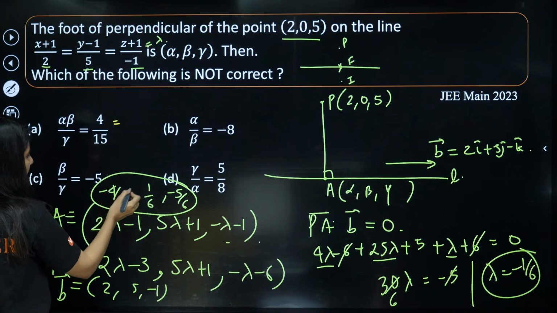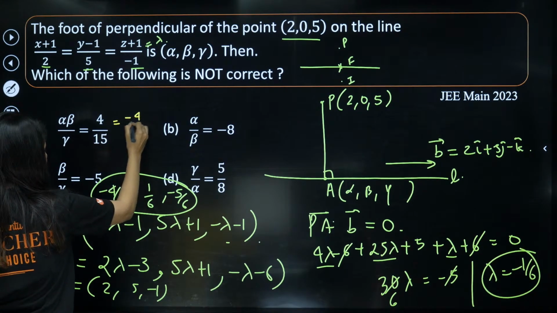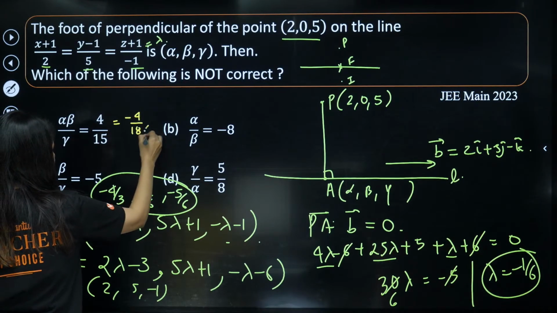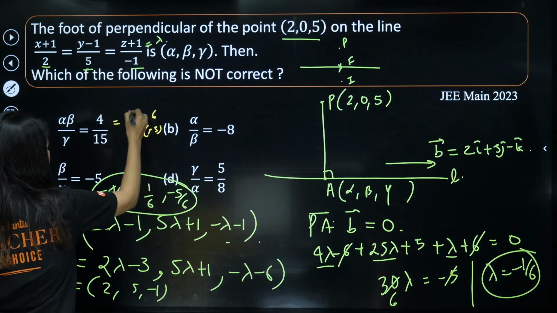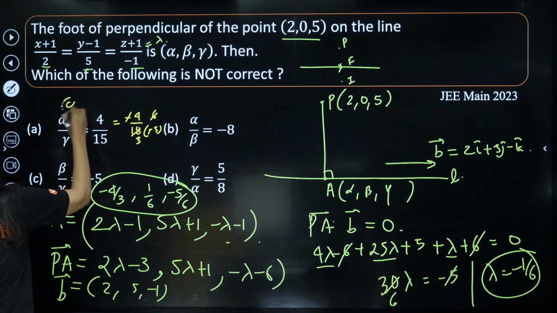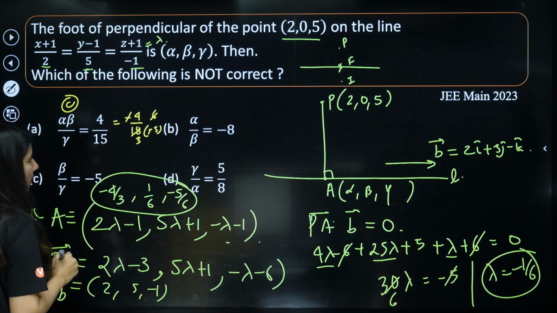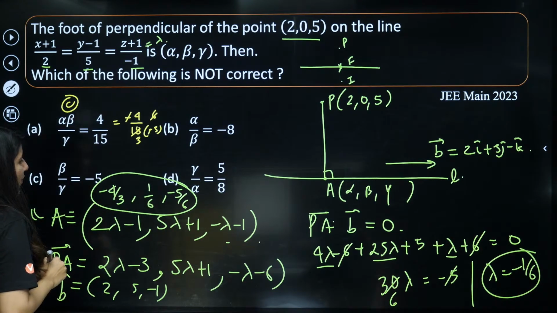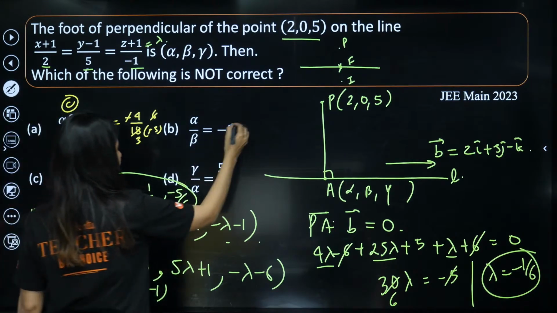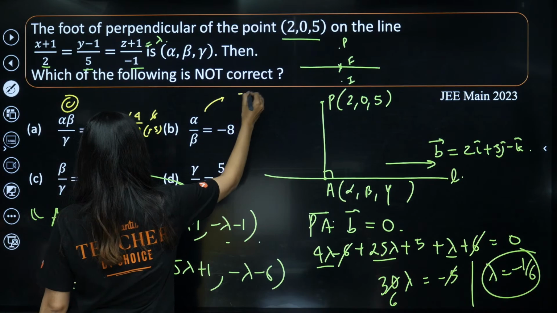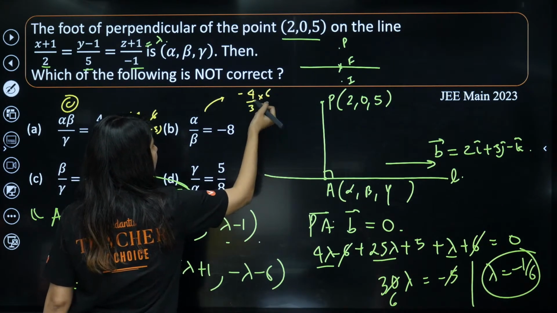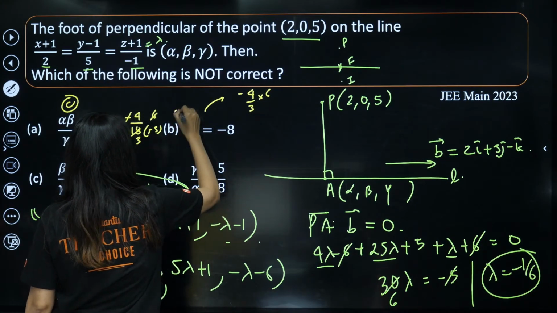So basically minus 4 by 3 times 6 is 18, and gamma is 5 by 6. Minus minus cancel, 6 3s are 18. So that would be 4 by 15. So this is correct. Okay, alpha by beta. Alpha by beta is minus 4 by 3 into 6. 6 4s are 24, 8 3s are 24. So this is also correct.